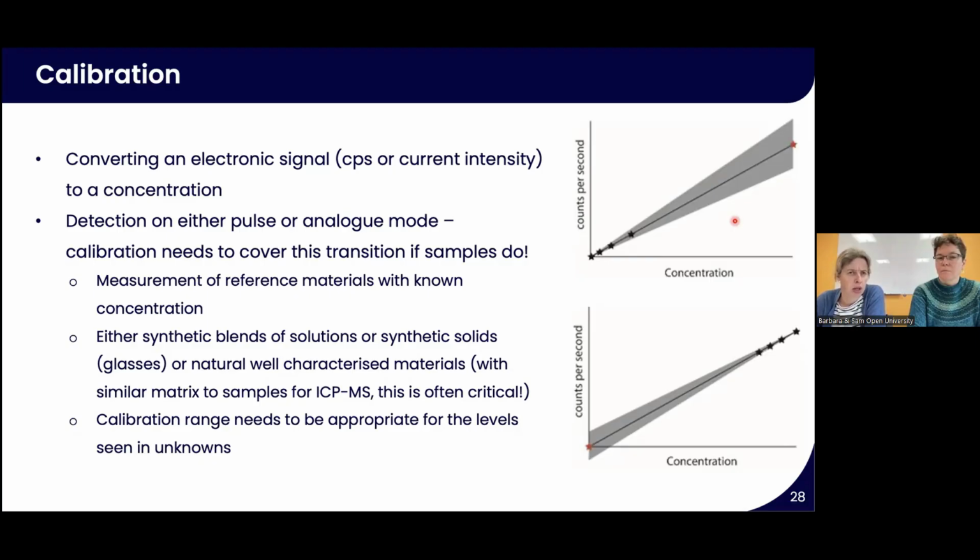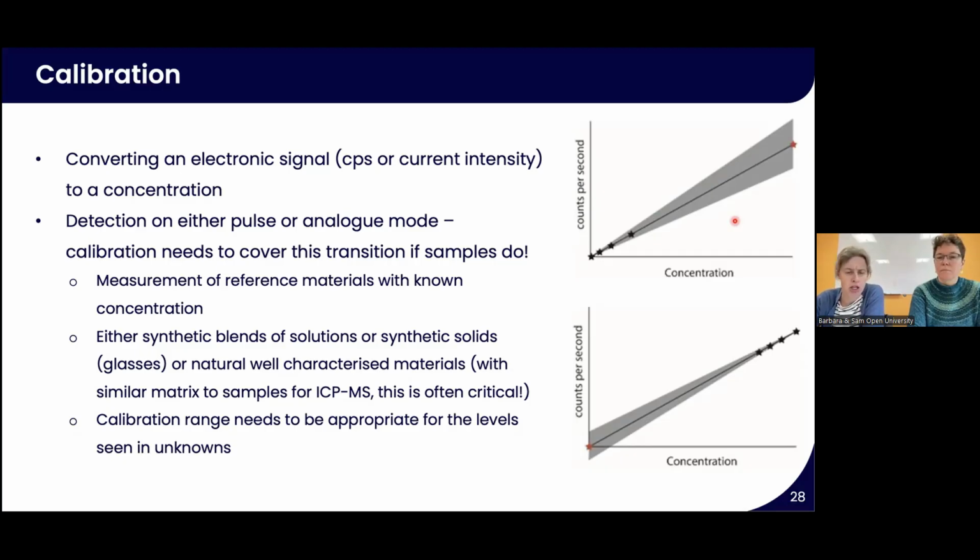So as I've said, we get our calibration lines by measuring reference materials with known concentrations. And these are either synthetic blends that we can create of solutions, or synthetic solids in the case of the laser ablation, looking at synthetic glasses, or well-characterized materials with similar matrices to the samples that we're analyzing. And we're going to talk about matrix matching in a second as well.